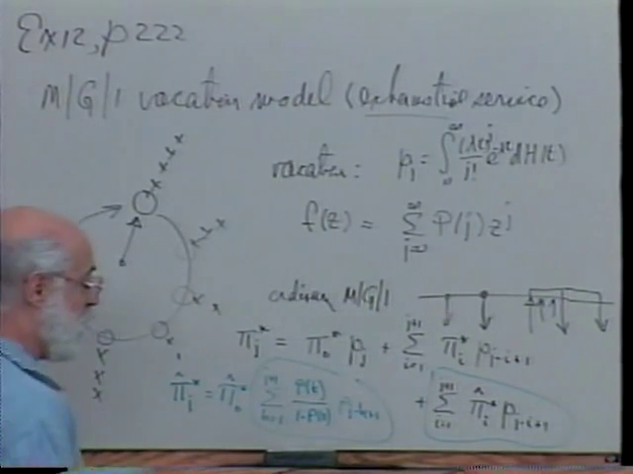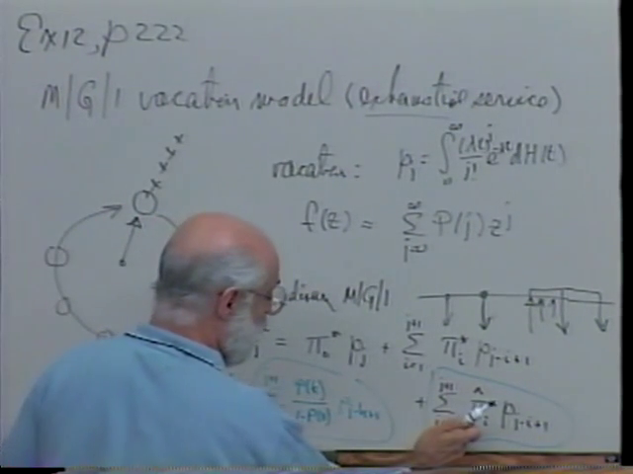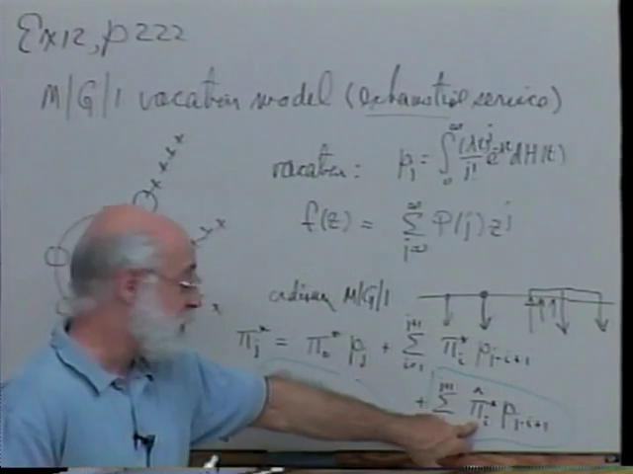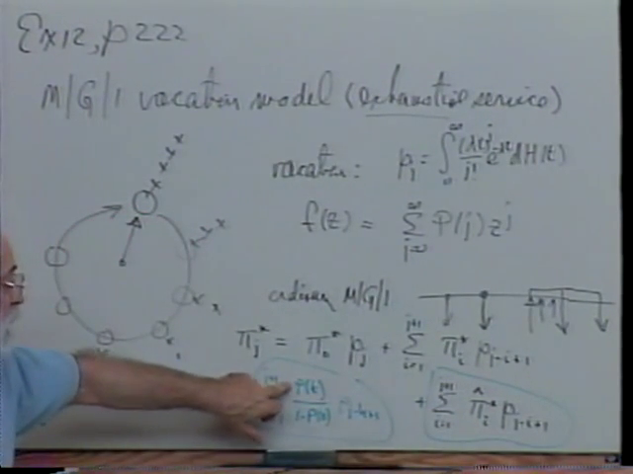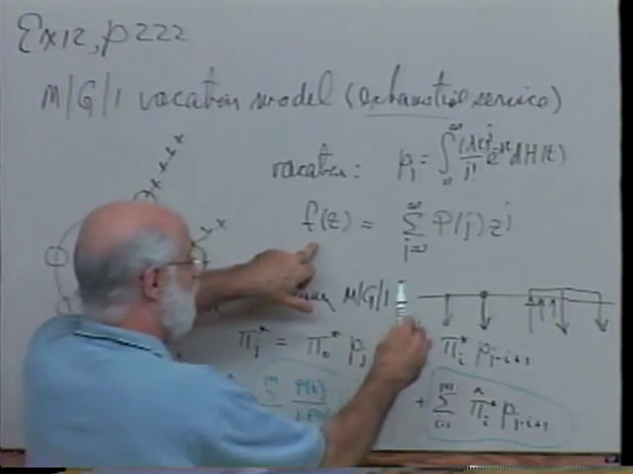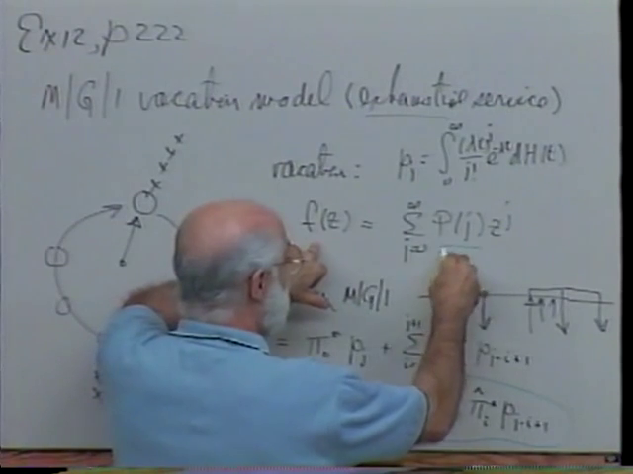And of course, the probabilities in this case are the probabilities associated with the vacation model that you're trying to find. And over here, the probabilities are the assumed given probabilities that describe the generating function that describe the length of the vacation.